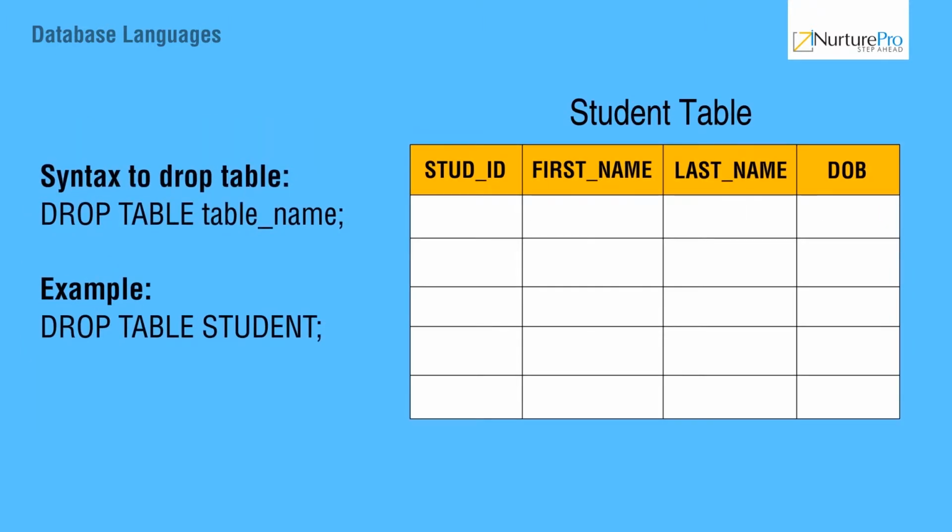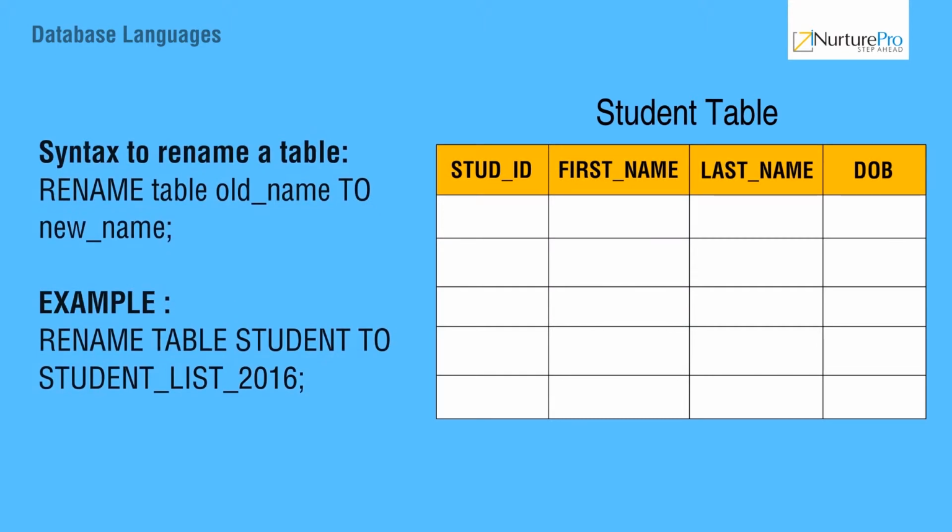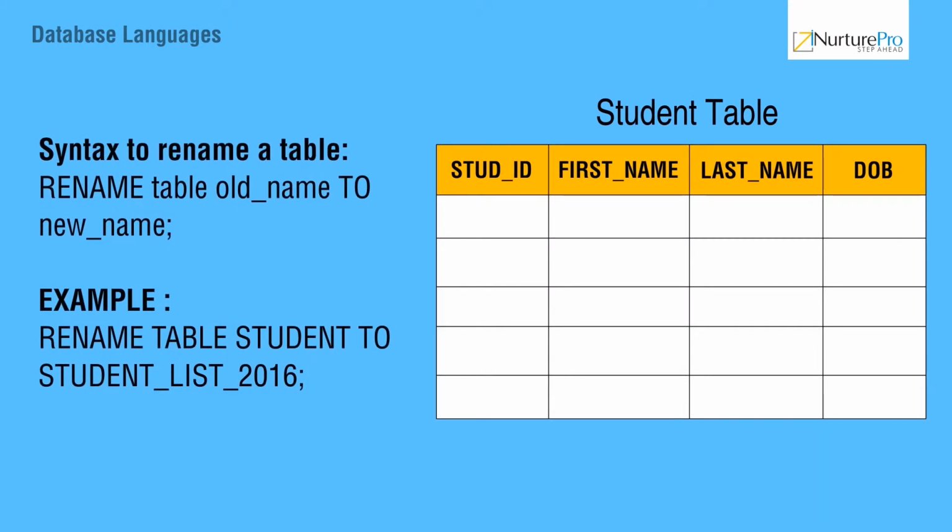To free the memory space in database, you want to delete the whole table, which is no longer required. How will you do this? In this case, you can use the drop statement to delete the entire table from the database along with its contents. An existing student table has to be renamed to Student List 2016. So how will you do this? In this case, you can use the rename statement to change the name of the table.